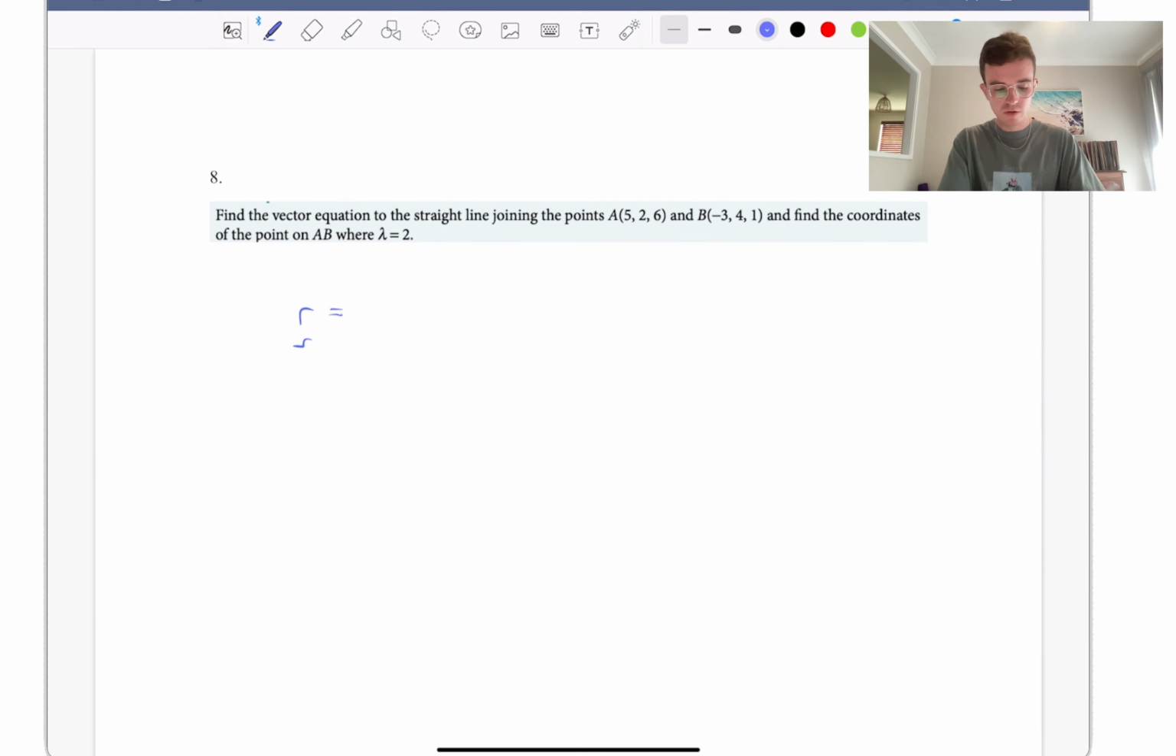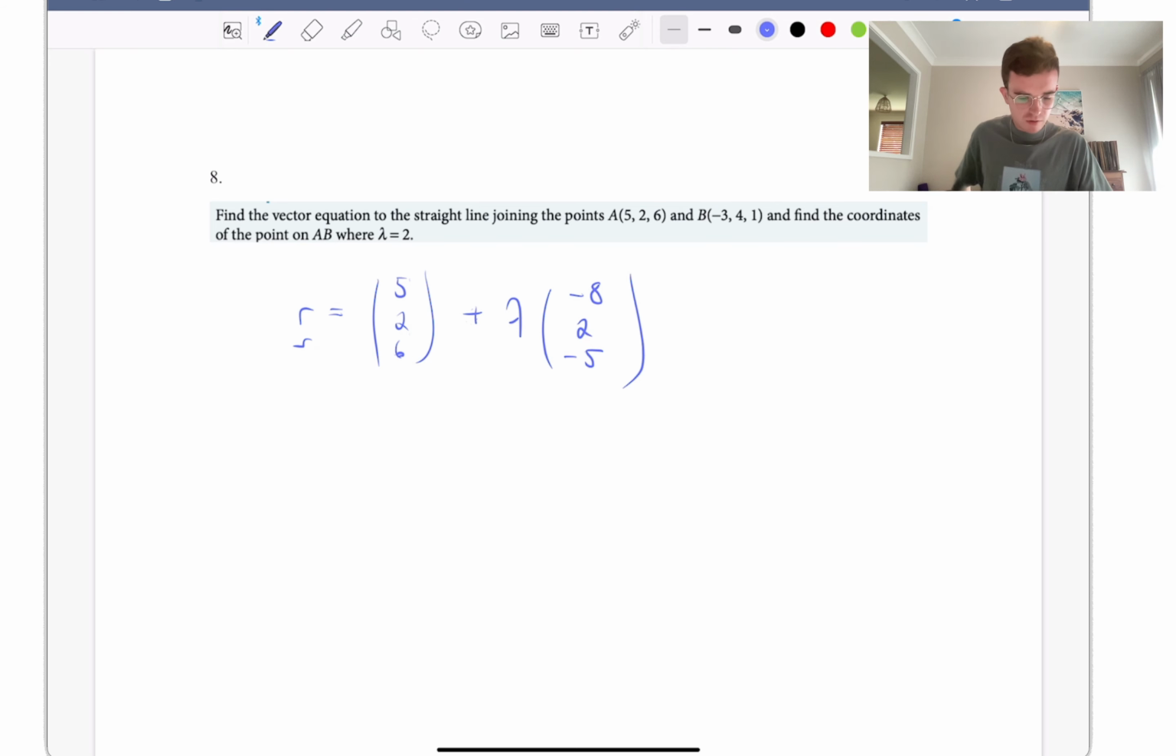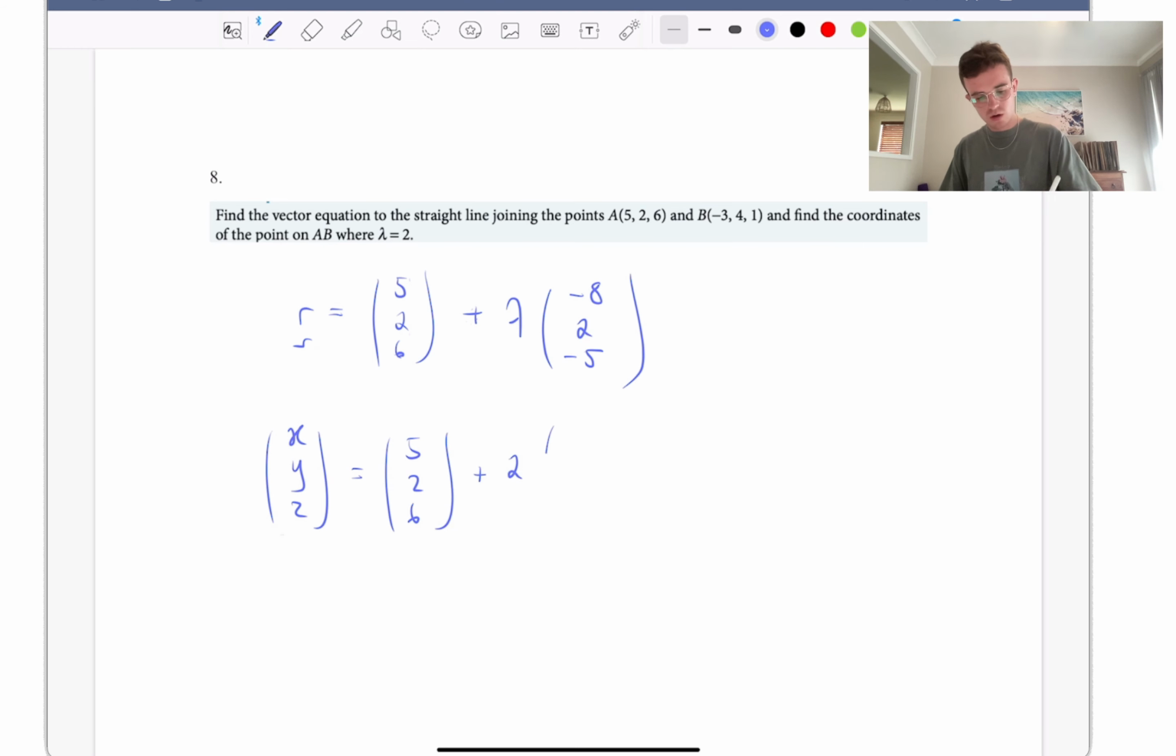So R is equal to, starting at A, (5, 2, 6), plus lambda times (-3 - 5, which is -8, 2, -5). So that's the vector equation of the line, and we've got to find the coordinates of the point on AB where lambda is 2. So (x, y, z) is equal to (5, 2, 6) plus 2 times (-8, 2, -10).